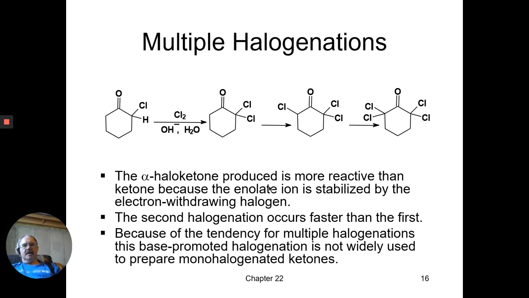Okay, and because of the tendency for multiple halogenations, this base-promoted halogenation is not widely used to prepare monohalogenated ketones. So if you have more than one alpha hydrogen, it's nearly impossible to stop at just one halogenation.